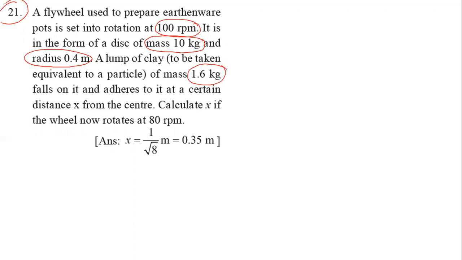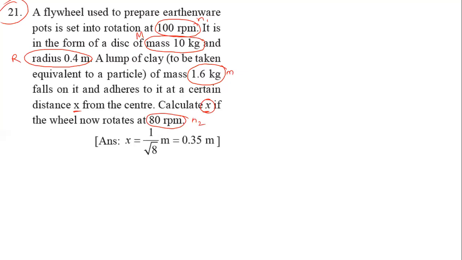A lump of clay, to be taken equivalent to a particle of mass 1.6 kg, falls on it and adheres to it at a certain distance x from the center. Calculate x if the wheel now rotates at 80 rpm. Then this is the first frequency they given n1, the second frequency n2. Now this is the mass of the disk, this is the radius of the disk, and this is the distance. This is the mass small m, okay, and the distance is x.